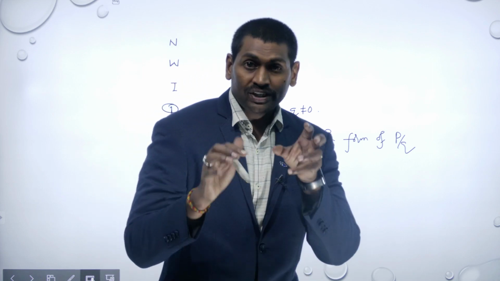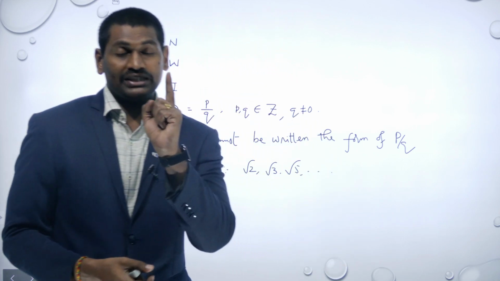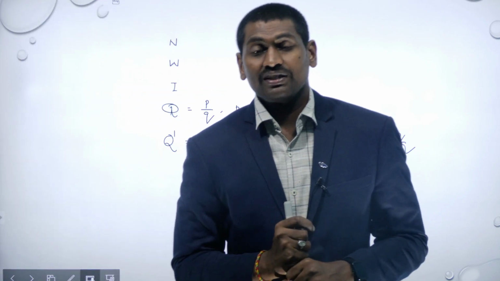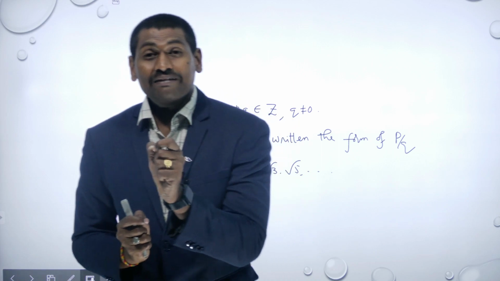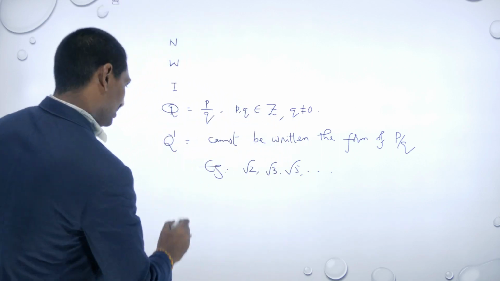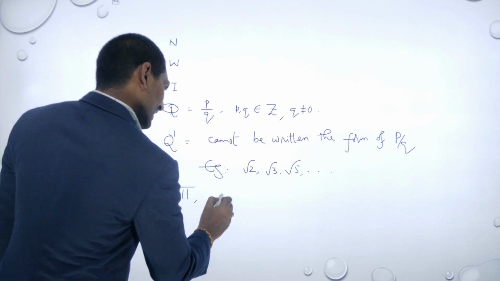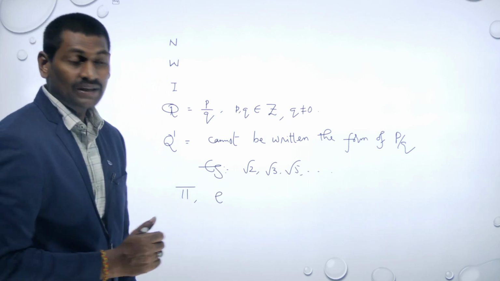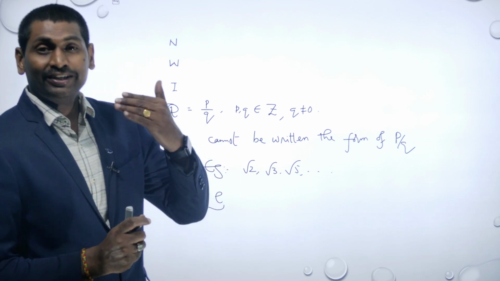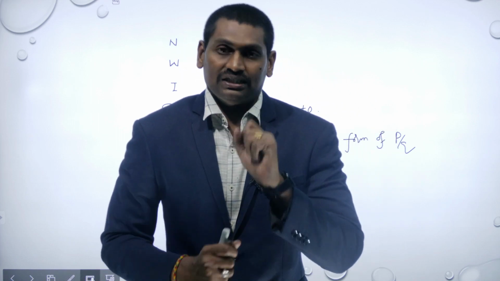Now we are going to discuss the topic of surds. Here you should understand one sentence: all surds are irrational numbers, but all irrational numbers need not be surds. For example, pi and e, eccentricity, these two are irrational numbers but not surds; the remaining irrational numbers become surds.